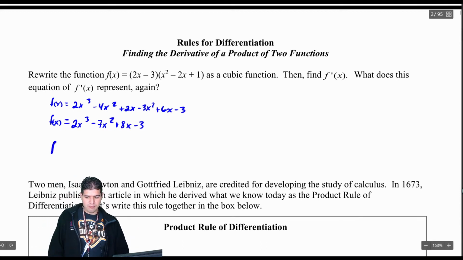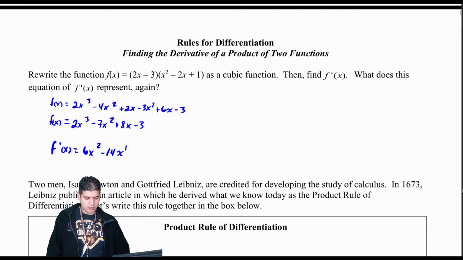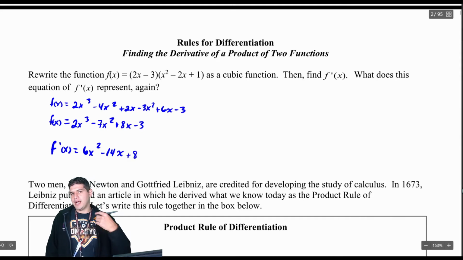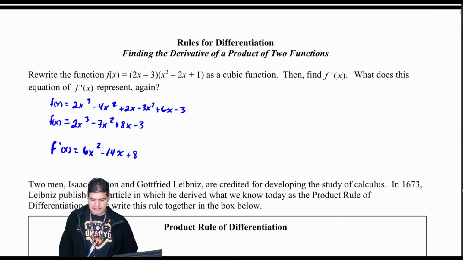So f prime of x, taking that derivative using the power rule, is going to be 6x squared. I'll bring the 2 down, multiply by 7, so minus 14x, and subtract 1 from the exponent, so that's going to be a 1 right there. And then plus 8. And then minus 3, a constant, comes out to be 0.